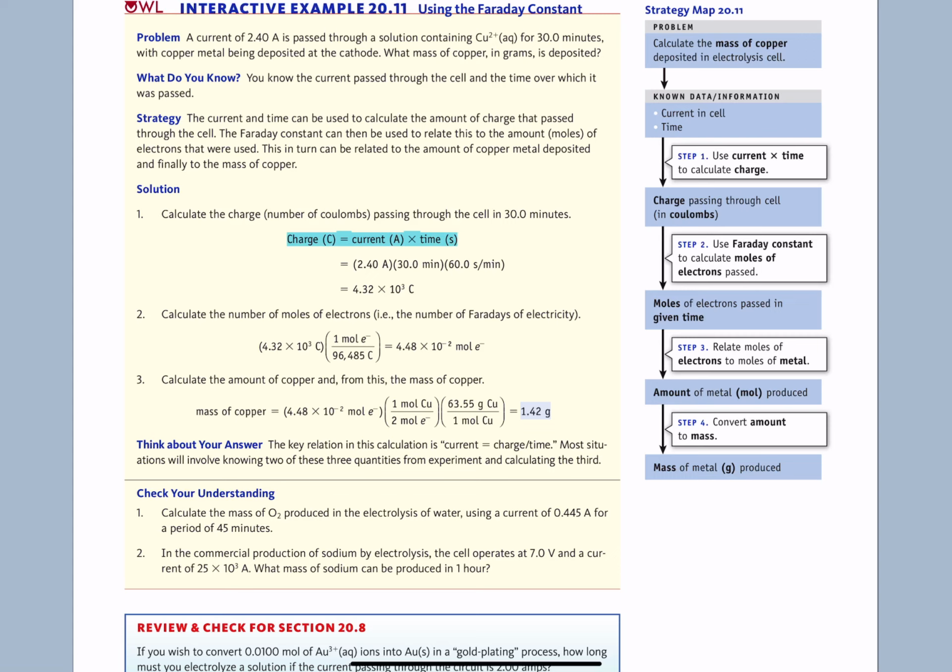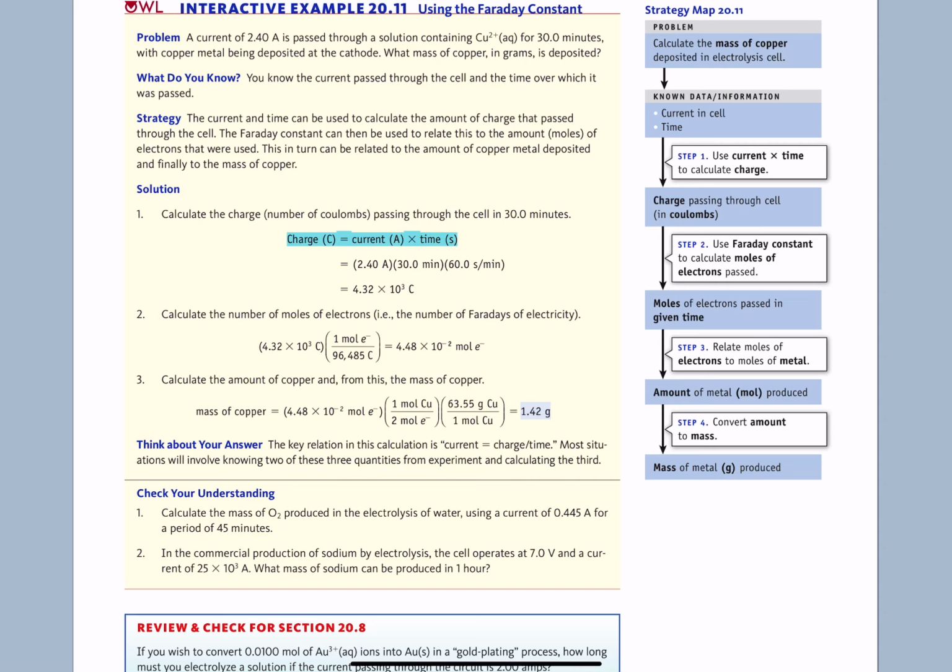Part 2. Now we can calculate the number of moles of electrons. In other words, the number of Faradays of electricity. And so we have to convert our coulombs into electrons using the conversion factor that 1 mole is 96,485 coulombs. That conversion factor would be given to you on a test. Now we have our moles of electrons. 4.48 times 10 to minus 2 moles of electrons.